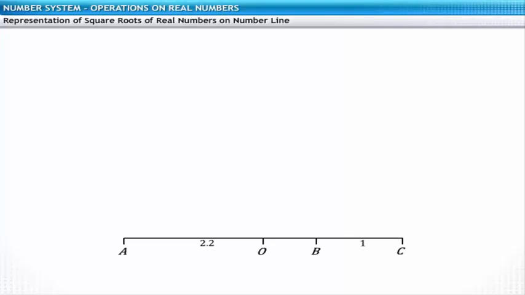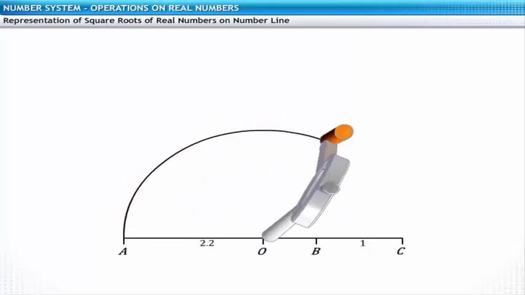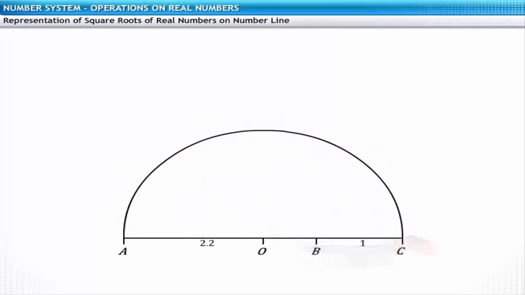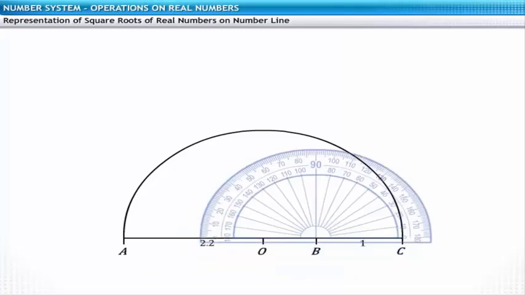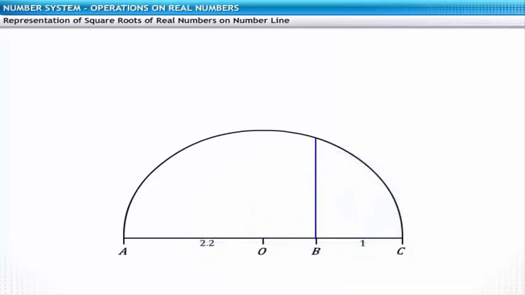Now, we draw a semicircle with the center O and the radius equal to the measure of OA or OC with the help of a compass. We draw a line through B perpendicular to AC with the help of a protractor. Let the intersecting point of the semicircle and the perpendicular line be denoted by D. The distance BD is the square root of 2.2.